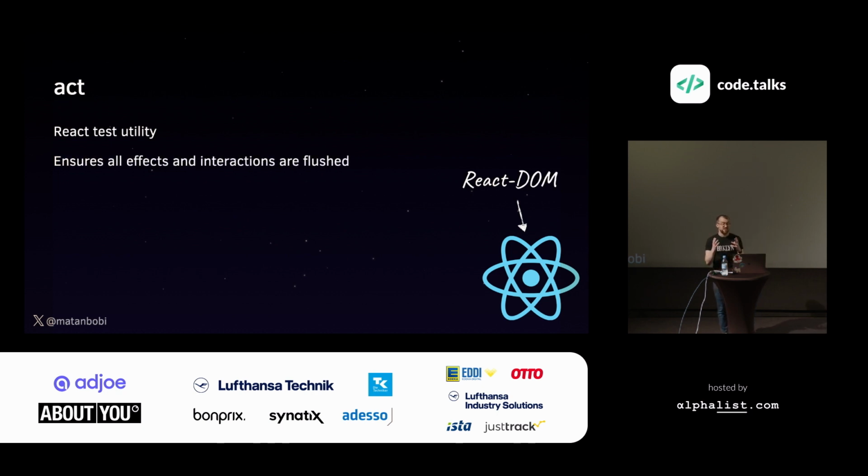The purpose of act is to ensure that all effects and interactions are flushed, meaning that once you click on an element, all of the effects, useEffect, passive effects, whatever happens, is flushed, and the DOM actually emulates what the user sees. We in testing library wrap every interaction you do with act for you. It means that you don't need to write act. And if anywhere in your test you write act, that's a problem. That's probably an issue. You should write it up and open it for us.